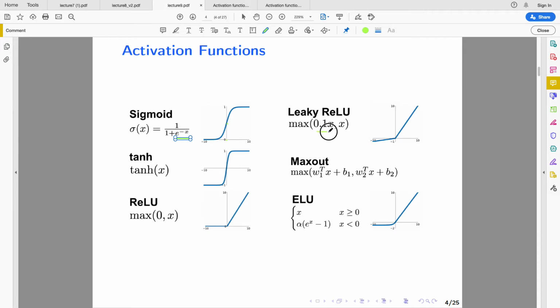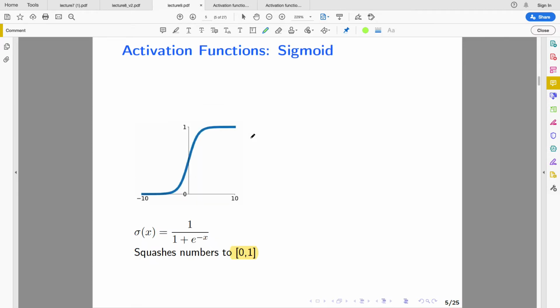Leaky ReLU is just a slight modification of ReLU. Instead of just giving us 0 on the negative part, it multiplies anything less than 0 with a small factor. This is another form. This is Maxout, and this is ReLU. So let's look in detail. Like we said, this squashes whatever input that we give it. It squashes it between 0 and 1, just like we said.